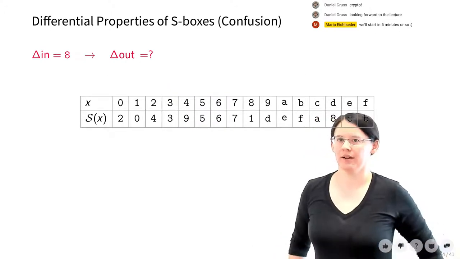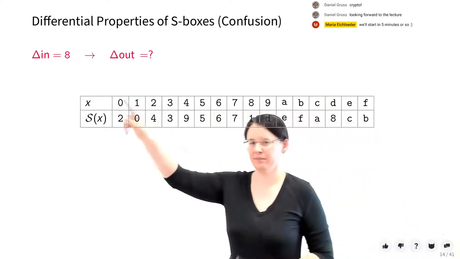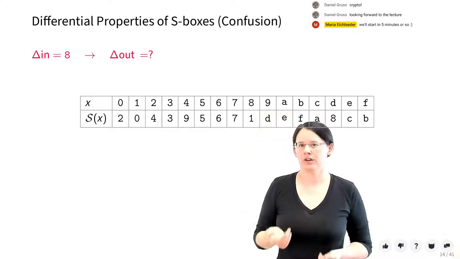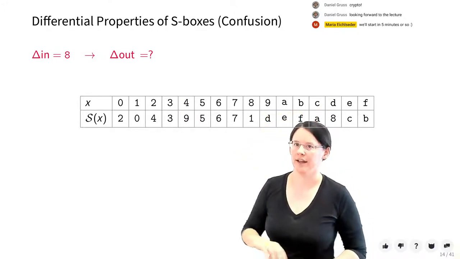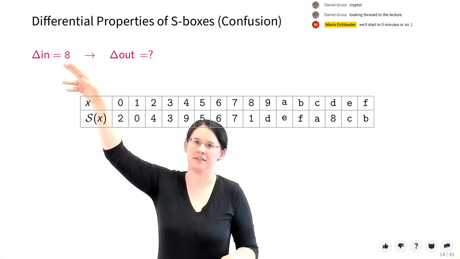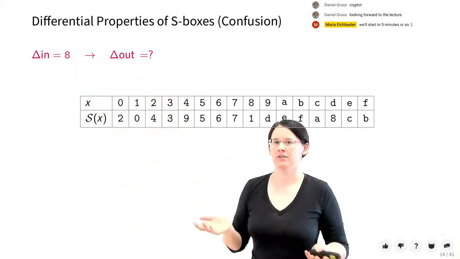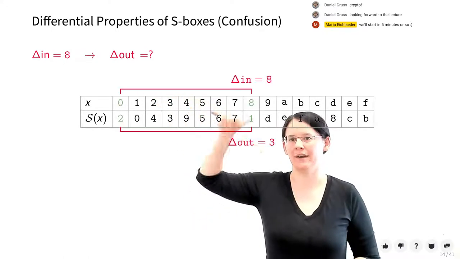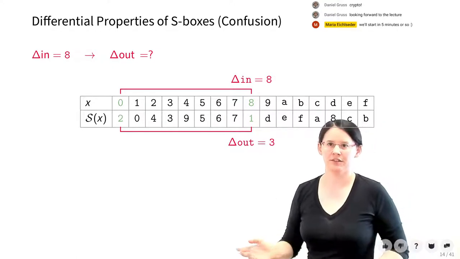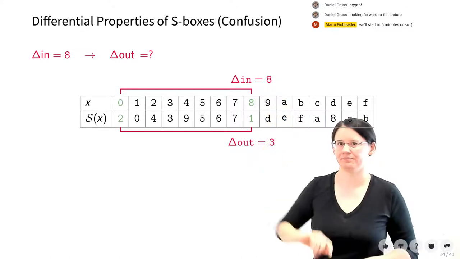What we're going to have here is we are looking at some two values. We don't know exactly which ones at the moment, but two 4-bit values which are going to be different in the first bit, or in hexadecimal, they are going to have a difference of 0x8, hexadecimal 8. And what we want to know is what the output difference is. So let's just have a look at all possible combinations of input values which have this difference. One such combination is 0 and 8, which have a difference, so an XOR of 8.